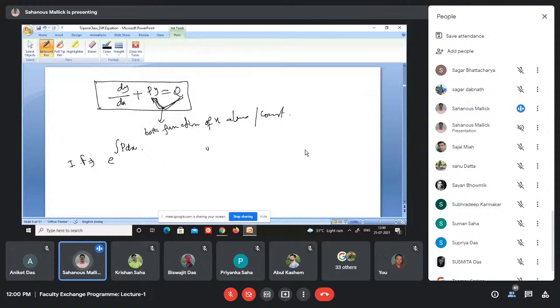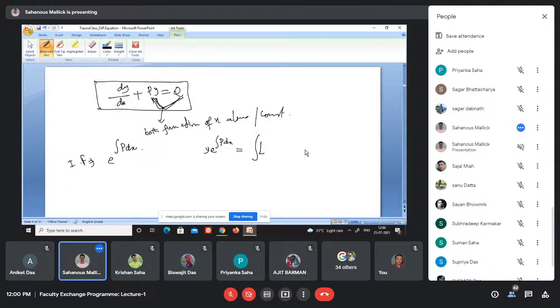y e to the power integration p dx equals integration q e to the power integration p dx plus c. This is the general solution of this equation.